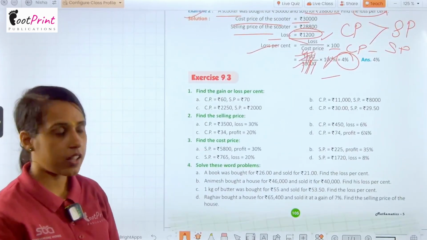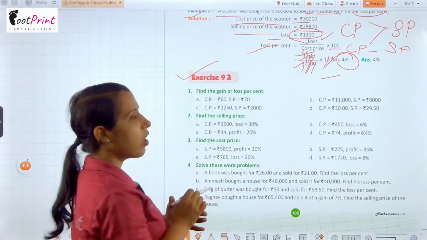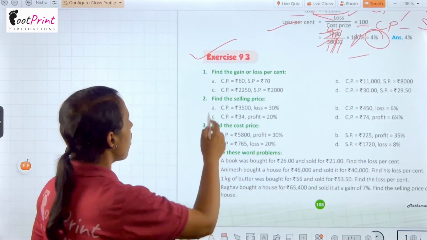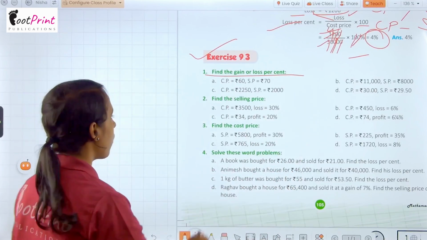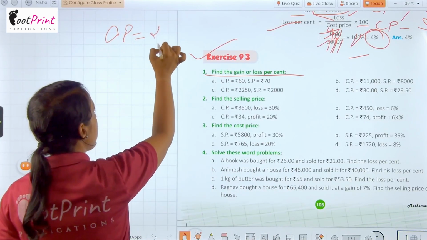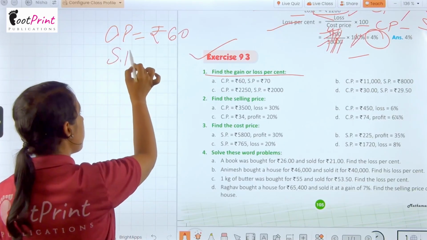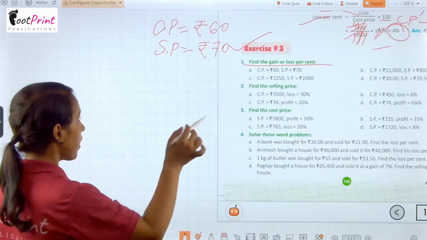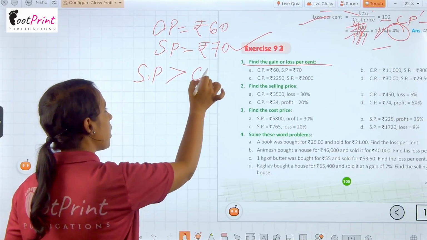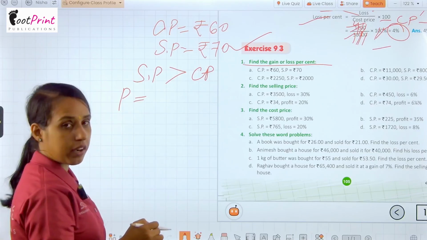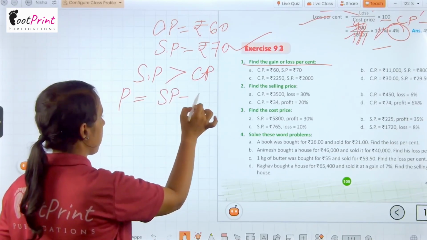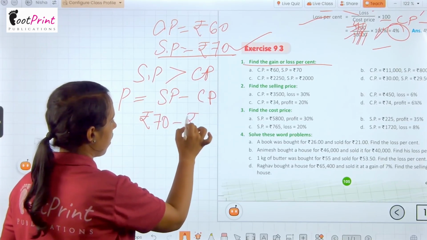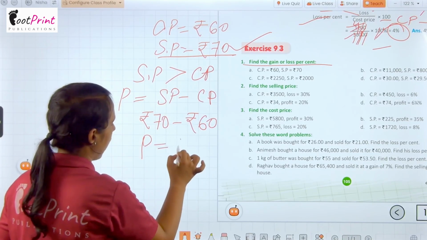Now we have here exercise 9.3 on the basis of the topic loss percent and profit percent. So first question is here, find the gain or loss percent. So CP is given here 60 rupees and SP is given here 70 rupees. So by seeing the price of CP and SP, we can see here SP is greater than CP. It means profit is made. And how do we find out profit? SP minus CP. Okay, SP is here 70 rupees. CP is 60 rupees, and after subtracting it, we get the profit of 10 rupees.